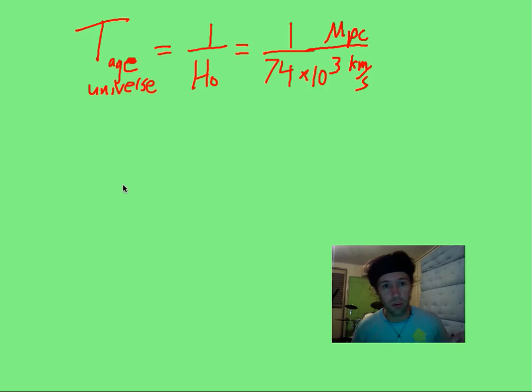So, based on what we said in the last screen, the age of the universe is 1 over Hubble's constant. And so the age of the universe is in the most awkward form possible, with megaparsecs per 74 times 10 to the third meters per second. This is going to be an exercise in unit conversion skills. See if you can convert that into years. Pause it, see what you can do.